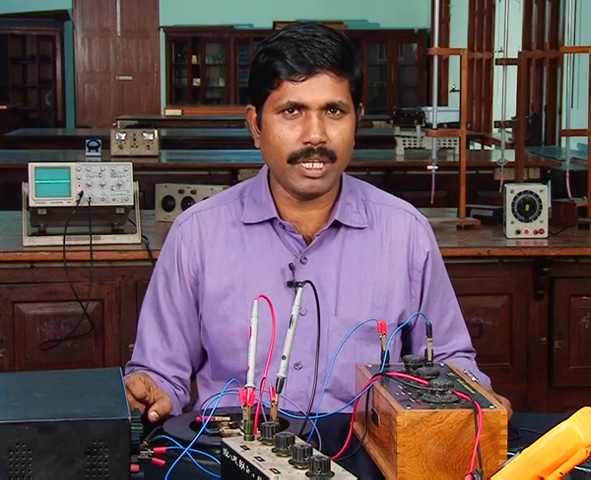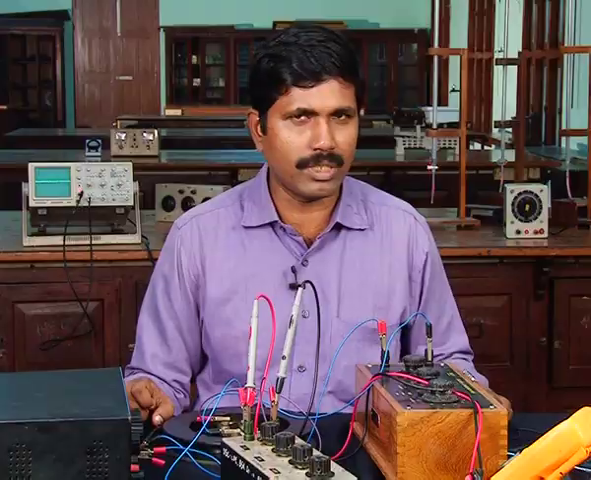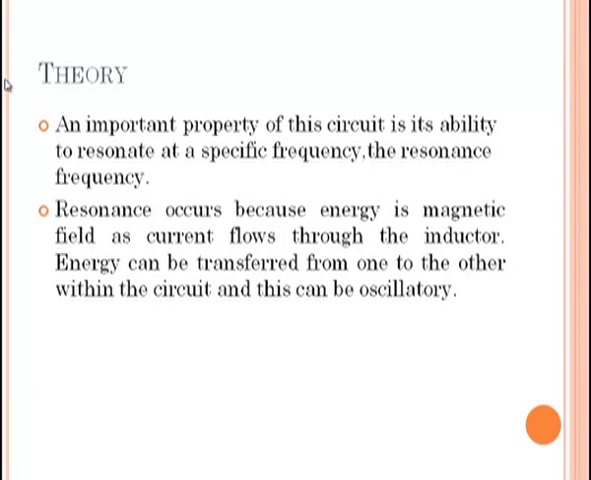Next, some important theory behind this LCR circuit. An important property of this circuit is its ability to resonate at a particular frequency. That particular frequency is called as resonance frequency. This resonance occurs because the electrical energy involved in this circuit is partly magnetic and partly electric. In inductance, magnetic energy is stored. In capacitor, electric energy is stored.